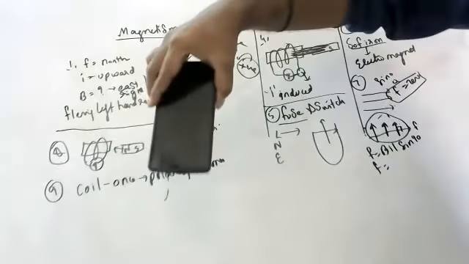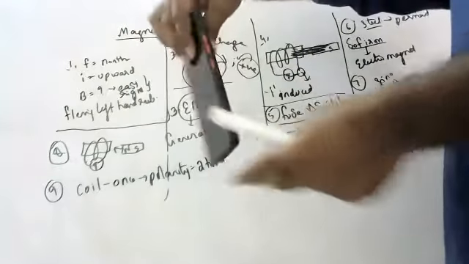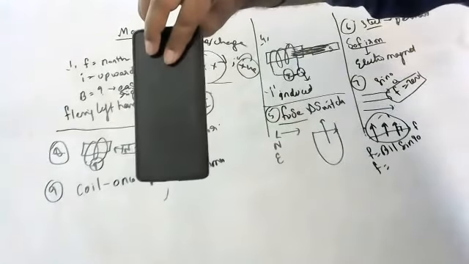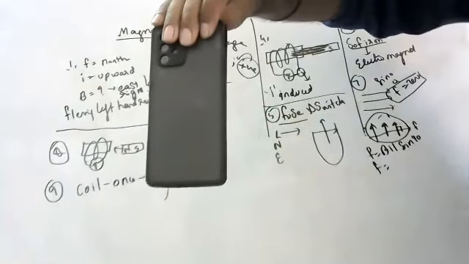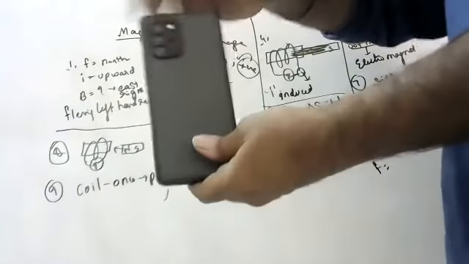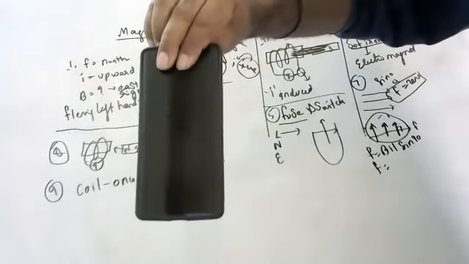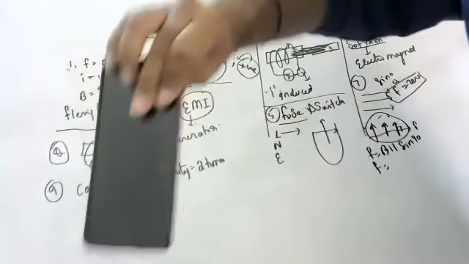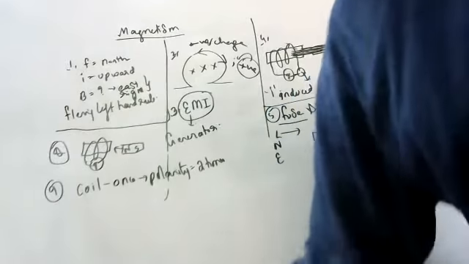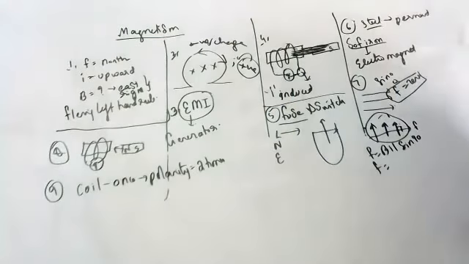Suppose it is like this. Like this it is going, like this it is coming. This is one rotation. So normally what happens? After half rotation, polarity reverses. After full rotation, polarity again becomes normal. So what did you understand, children, here?